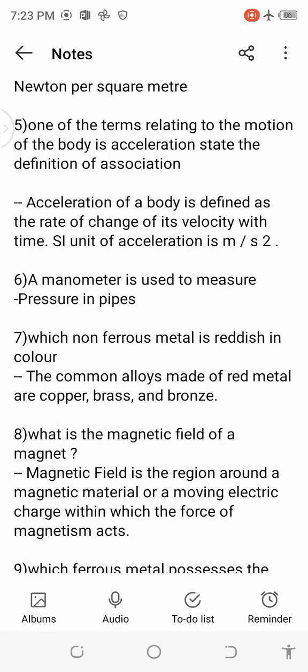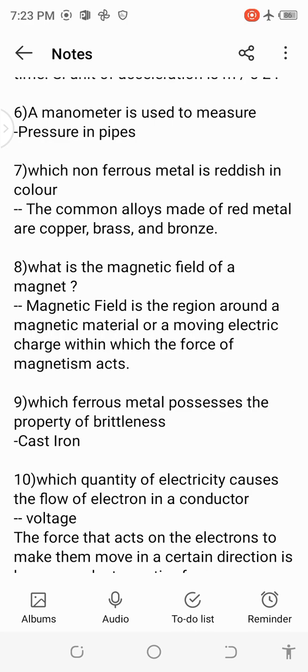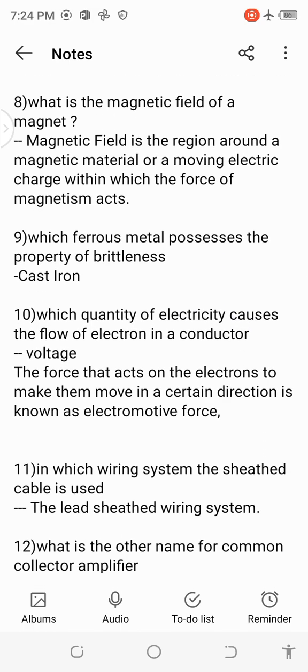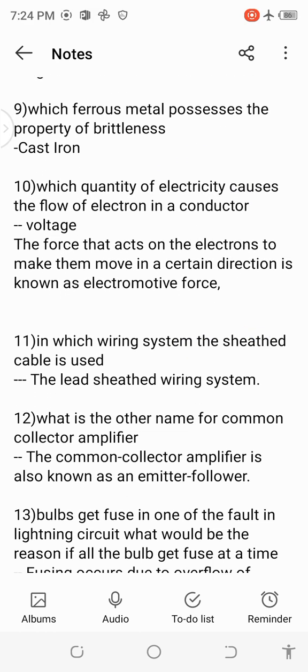8. What is the magnetic field of a magnet? Magnetic field is the region around a magnetic material or a moving electric charge within which the force of magnetism acts. 9. Which ferrous metal possesses the property of brittleness? Cast iron.